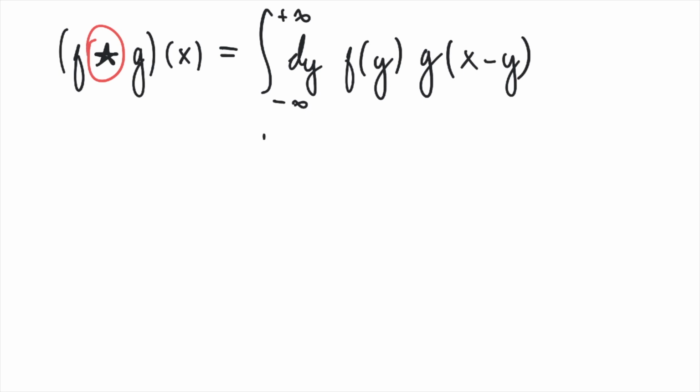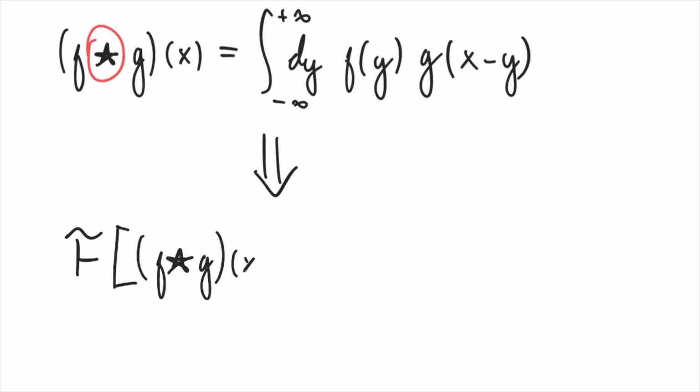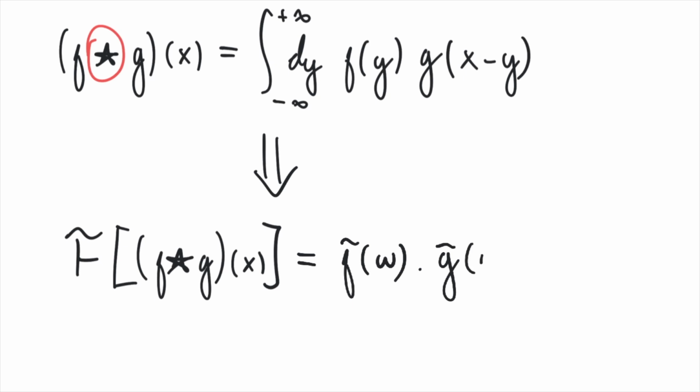Then, a nice thing about Fourier transforms is that if you take the Fourier transform of the convolution f star g as a function of x, so you transform that, what you get is the transform of f as a function of omega times the transform of g as a function of omega. So, essentially, Fourier transforming converts the convolution into a simple product.